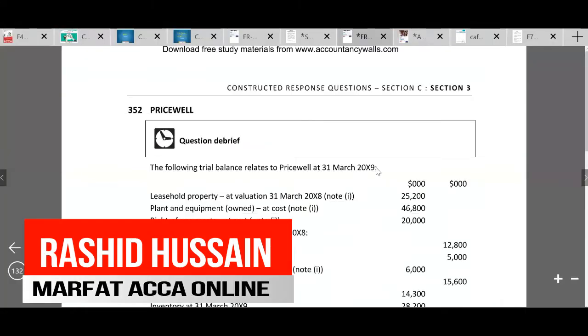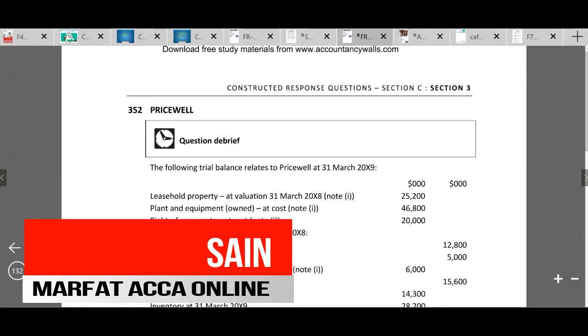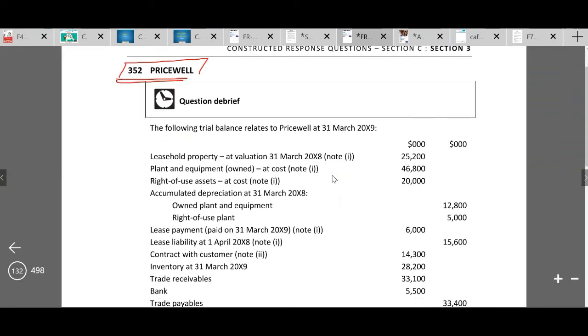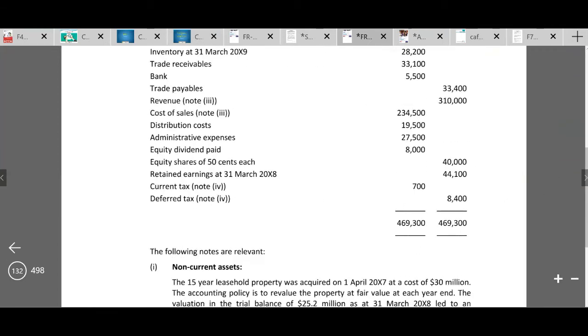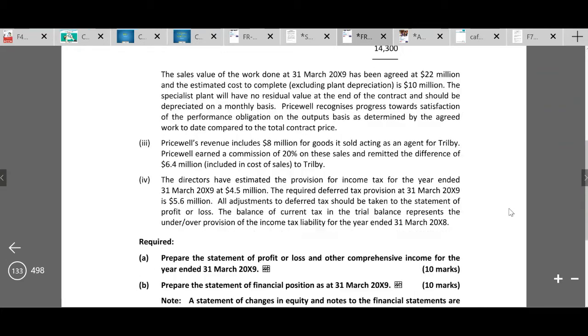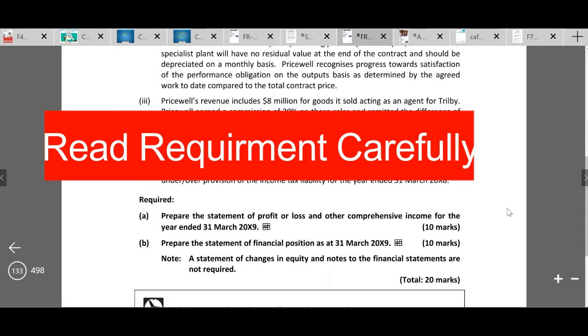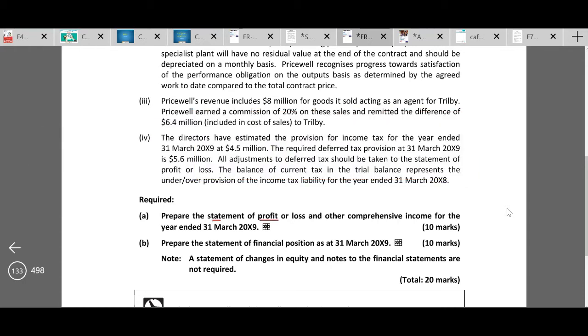All right. So we are going to do a question of the final accounts, and this is question number two of this section, final account section. So question number 352, and the name of the question is the Price Well. Let's look at the requirement first, and the requirement is going to be the same because this is final account. So prepare the statement of the profit or loss and other comprehensive income for the year ended 31st March 2009.